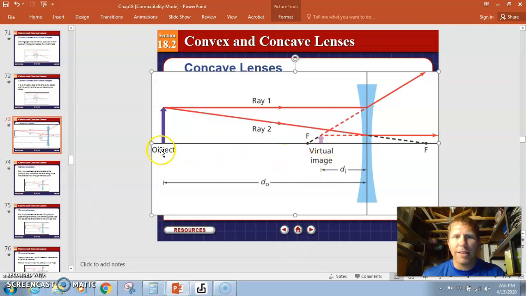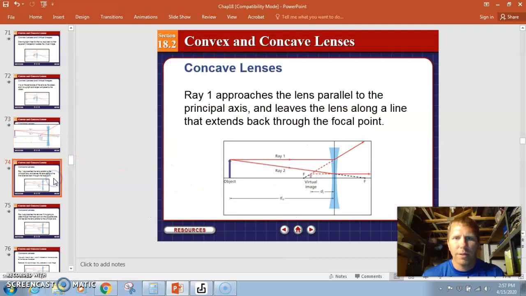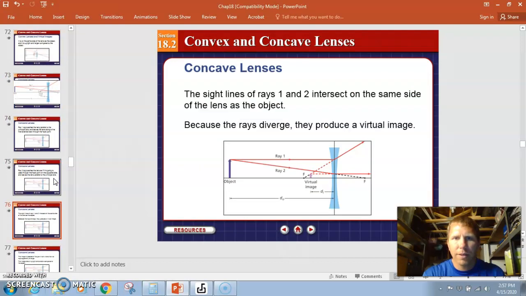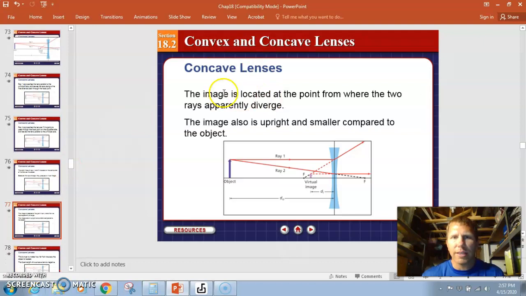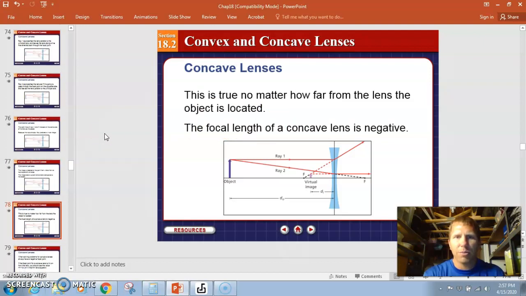And in any case, wherever we put this object, we will get this exact same scenario. Smaller, upright, and virtual. The size of it will just vary as you move forward and backwards. In terms of the closer you get, the larger this will get. Okay, so we go through there. Once again, it is where those 2 points intersect, and this image is upright and smaller compared to the object no matter where we go.